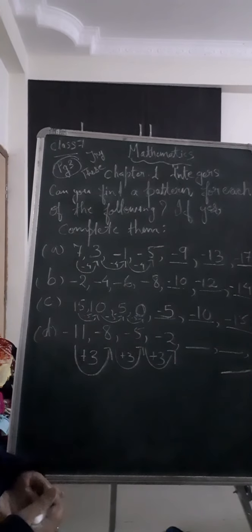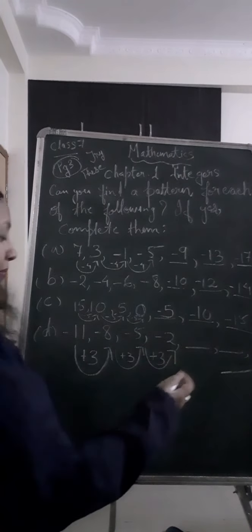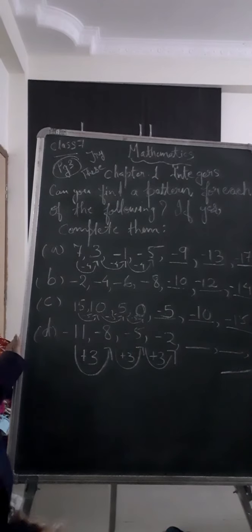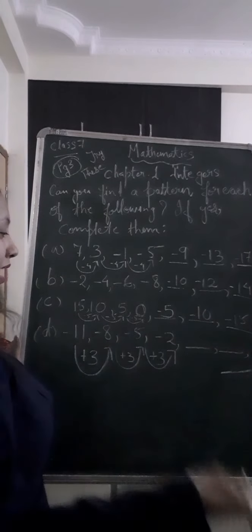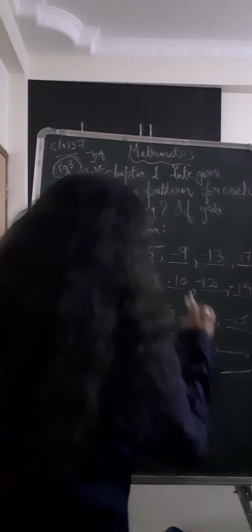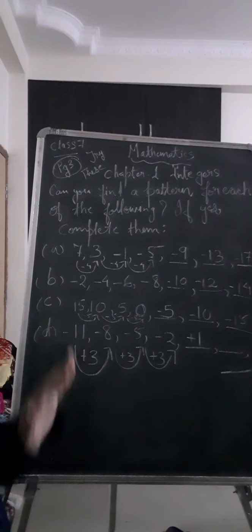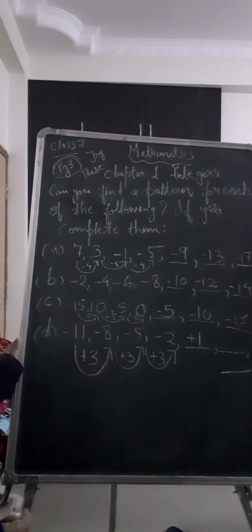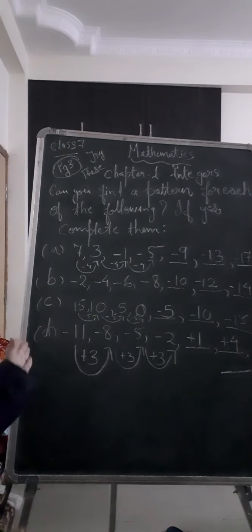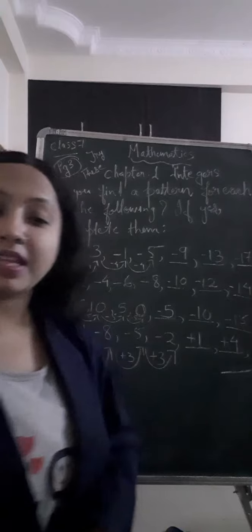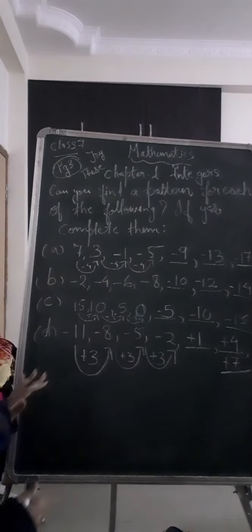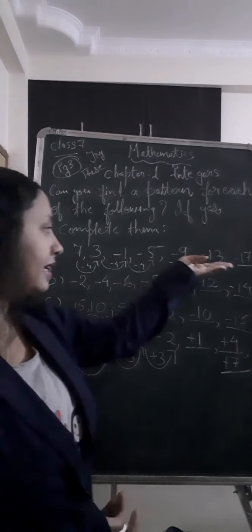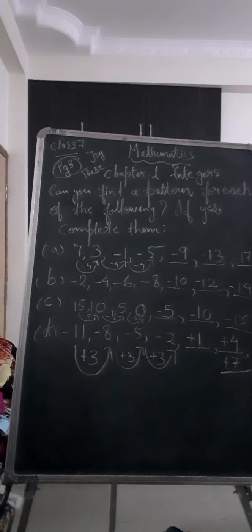So to -2, I will add the next plus 3. So what will be my resultant value? It will be +1, isn't it? Now after +1, again I will be adding 3 to this +1, children. So the very next number becomes +4. Then after +4, again I will be adding +3 to the given number. So it will become +7. So this way children, we have completed our sequence. We have completed our series.